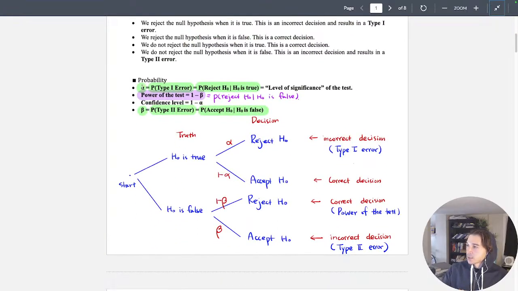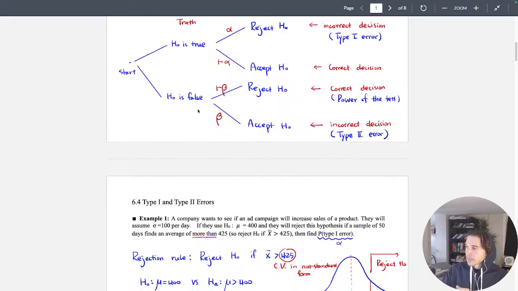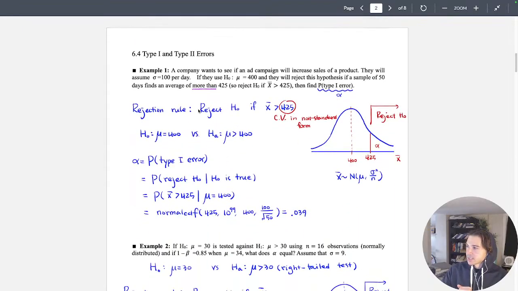And so again, alpha, probability type 1 error, probability reject the null hypothesis given that the null hypothesis is true equals level of significance of the test. Power of the test is 1 minus beta equals the probability reject null hypothesis given that the null hypothesis is false. The confidence level is 1 minus alpha, and the beta is the probability of a type 2 error equals the probability of accepting the null hypothesis given that the null hypothesis is false. And this is an example.